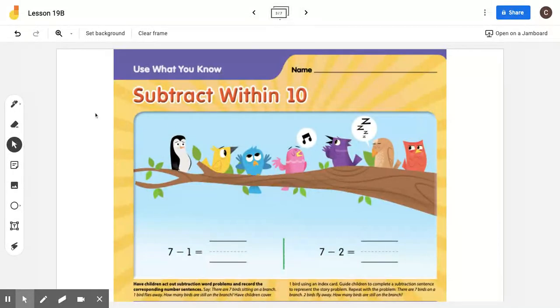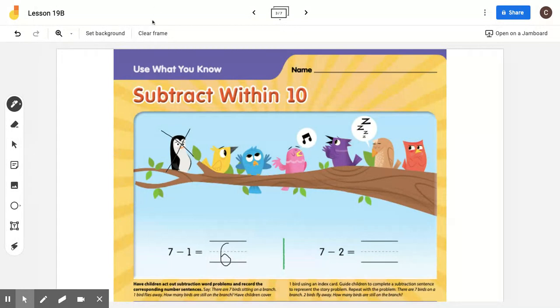Yesterday, we talked about subtracting or adding within 10 using our mental strategies. Today, we're going to do the same thing, but with subtracting. So I want you to look right here. There are 7 birds sitting on a branch. If one bird flies away, how many birds are left on the branch? Yeah, there are 6, right? There are 6.